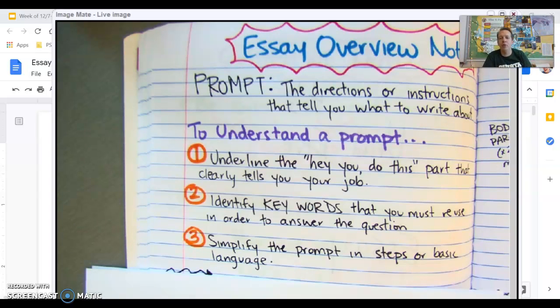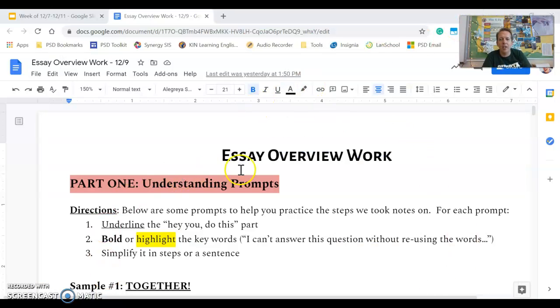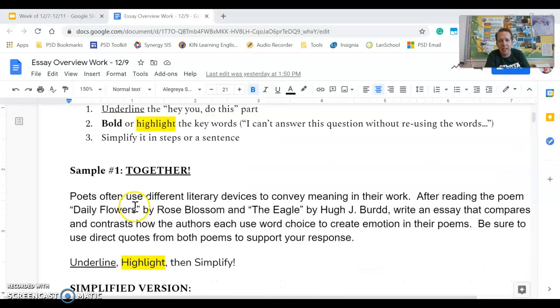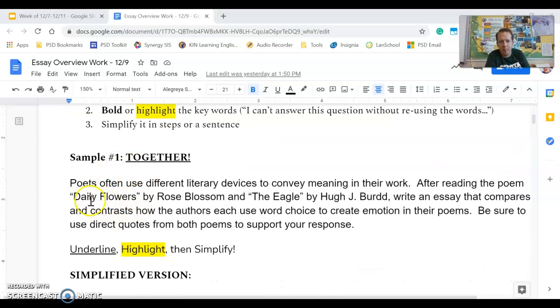Now that you have your notes in your ISN, let's talk about what we were going to do with them. This is that document that now is on Google Classroom. It should be assigned to you so that you can see it and edit it. You should have your own copy. So this is our essay overview work for today. The first thing we were going to do together, after we did our notes, was look at an example prompt and walk through the 3 steps that we talked about for breaking down a prompt. So here's an example prompt.